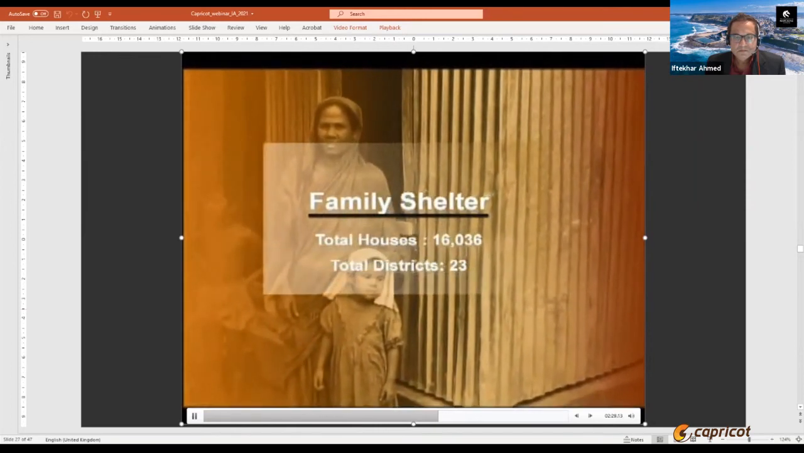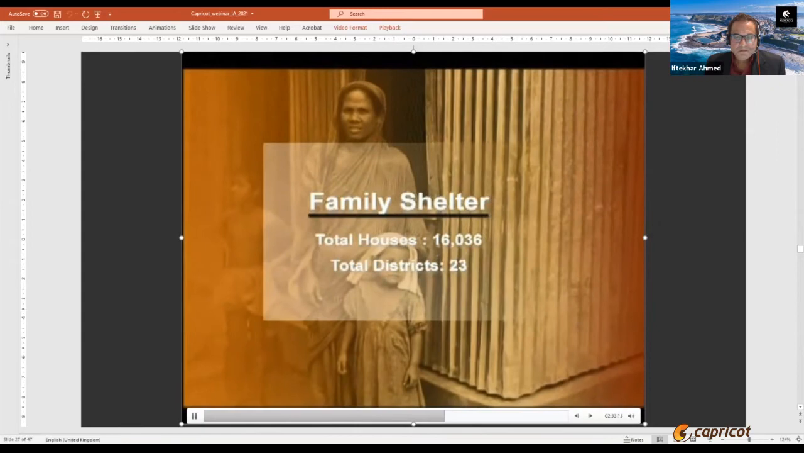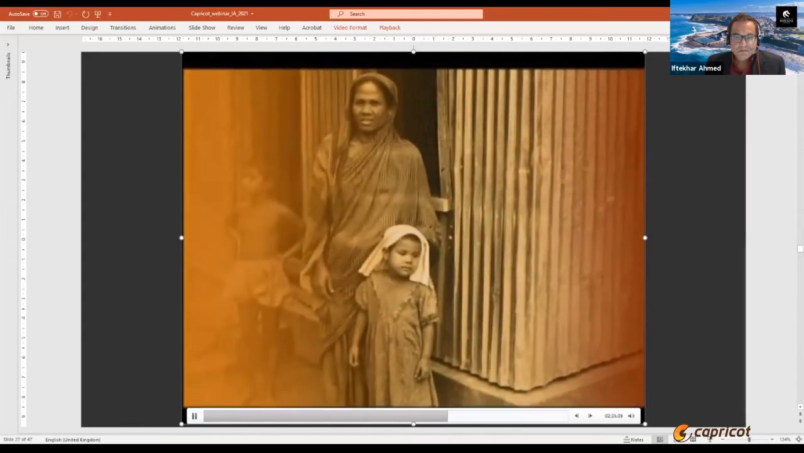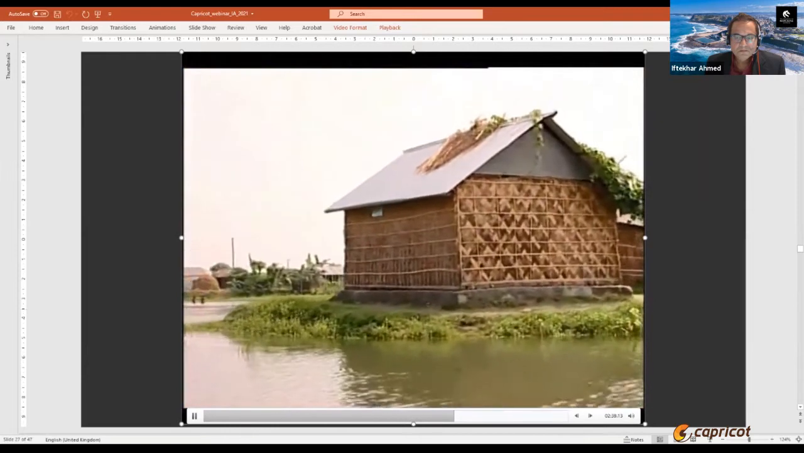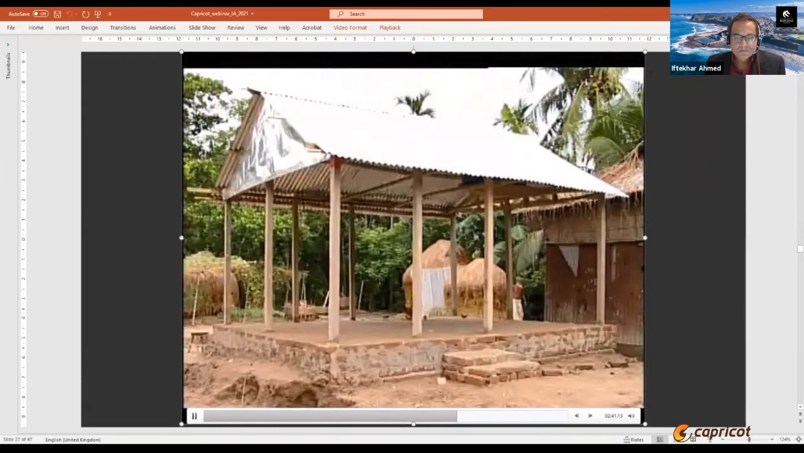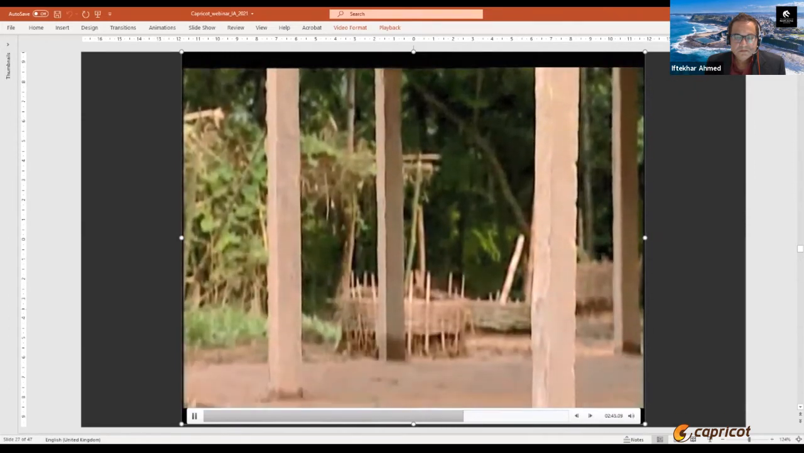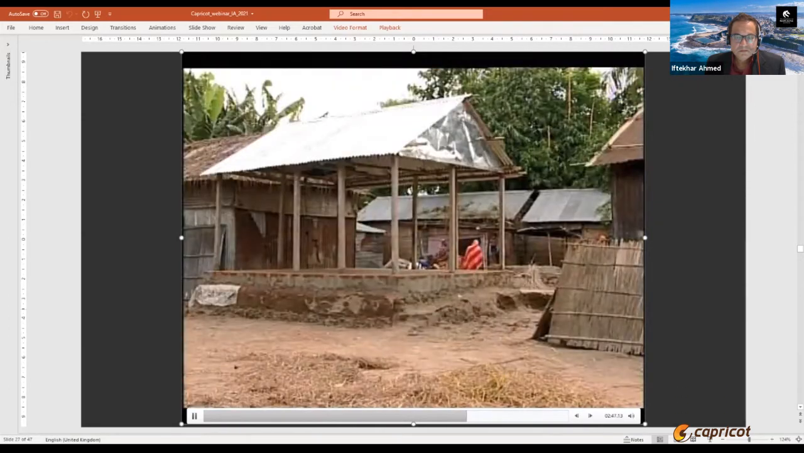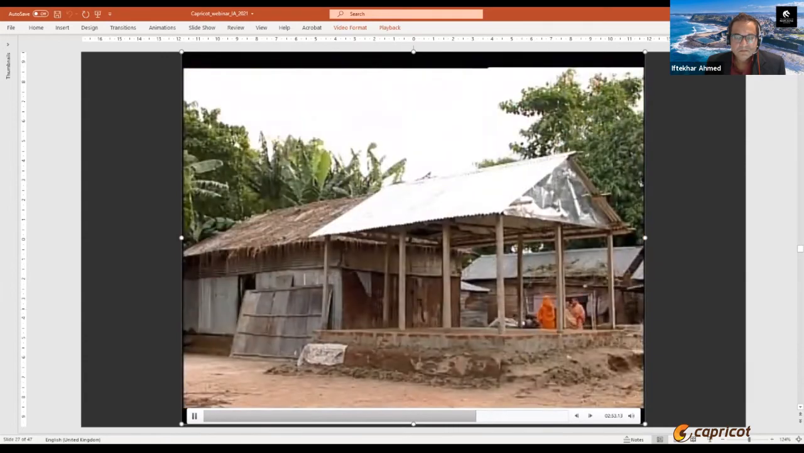16,036 houses were built in 23 districts under the housing project for the flood-stricken people. The houses differ in shape and structure in different areas depending on the quality of soil and easy availability of the materials. In some areas, instead of katla and bamboo, concrete pillars made of rods and cement are used.